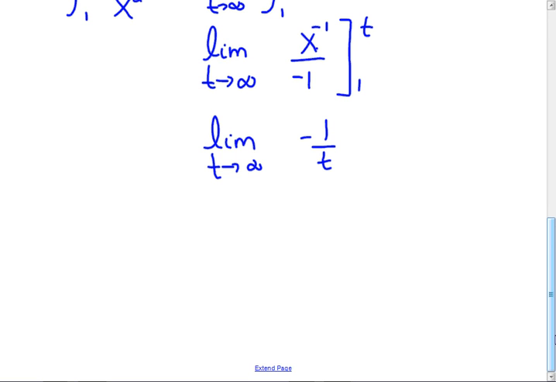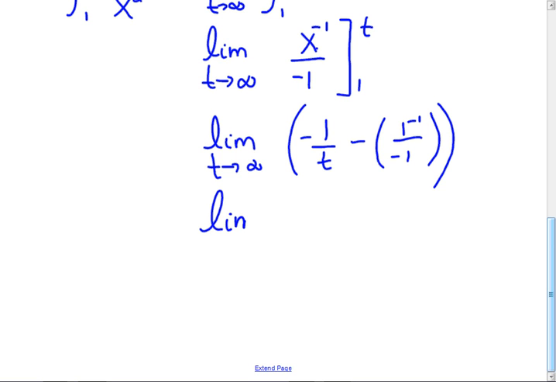That's negative. Then it's minus a negative, it's 1 to the negative 1 over negative 1. Well, I just put the 1 in there. It's 1 to the negative 1, which is just 1, over negative 1. So I'll rewrite it. I didn't want to do it too fast. I just substituted it in. So it's negative 1 over t, and two negatives make a positive, plus 1.